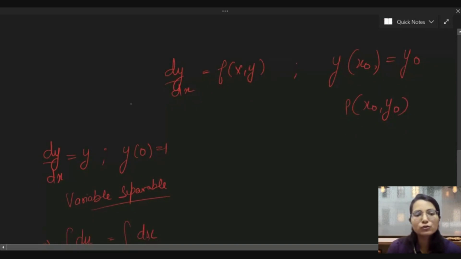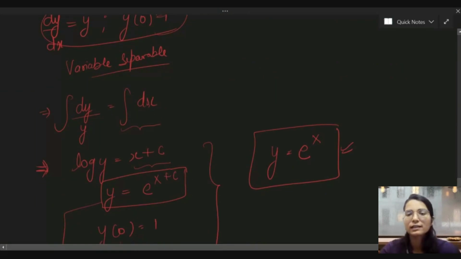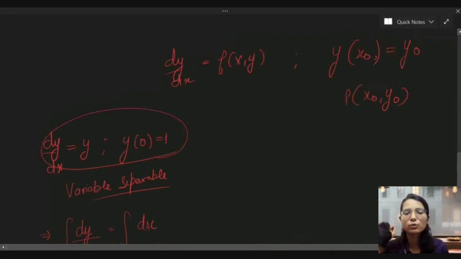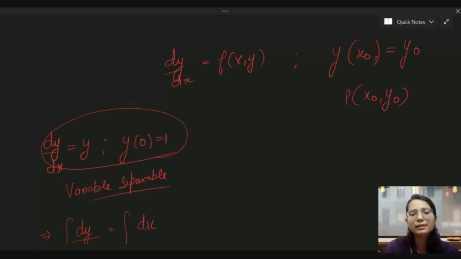Now, after solving, what you find is that you have this solution, which is a unique solution. After solving, we found out that this is a differential equation with this condition and it has a unique solution. But if you were not to solve this equation, how would you find out that this differential equation has a unique solution? Let me tell you.